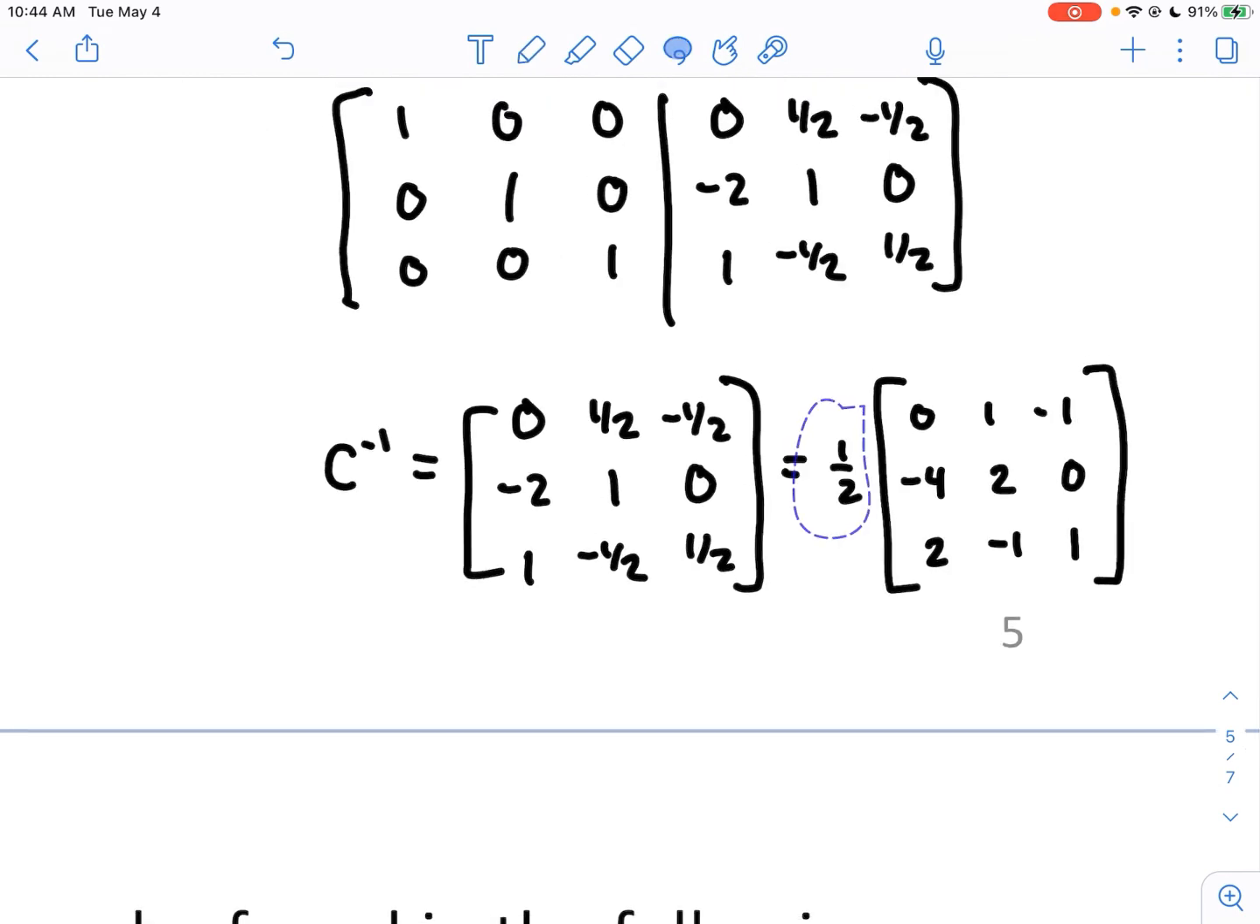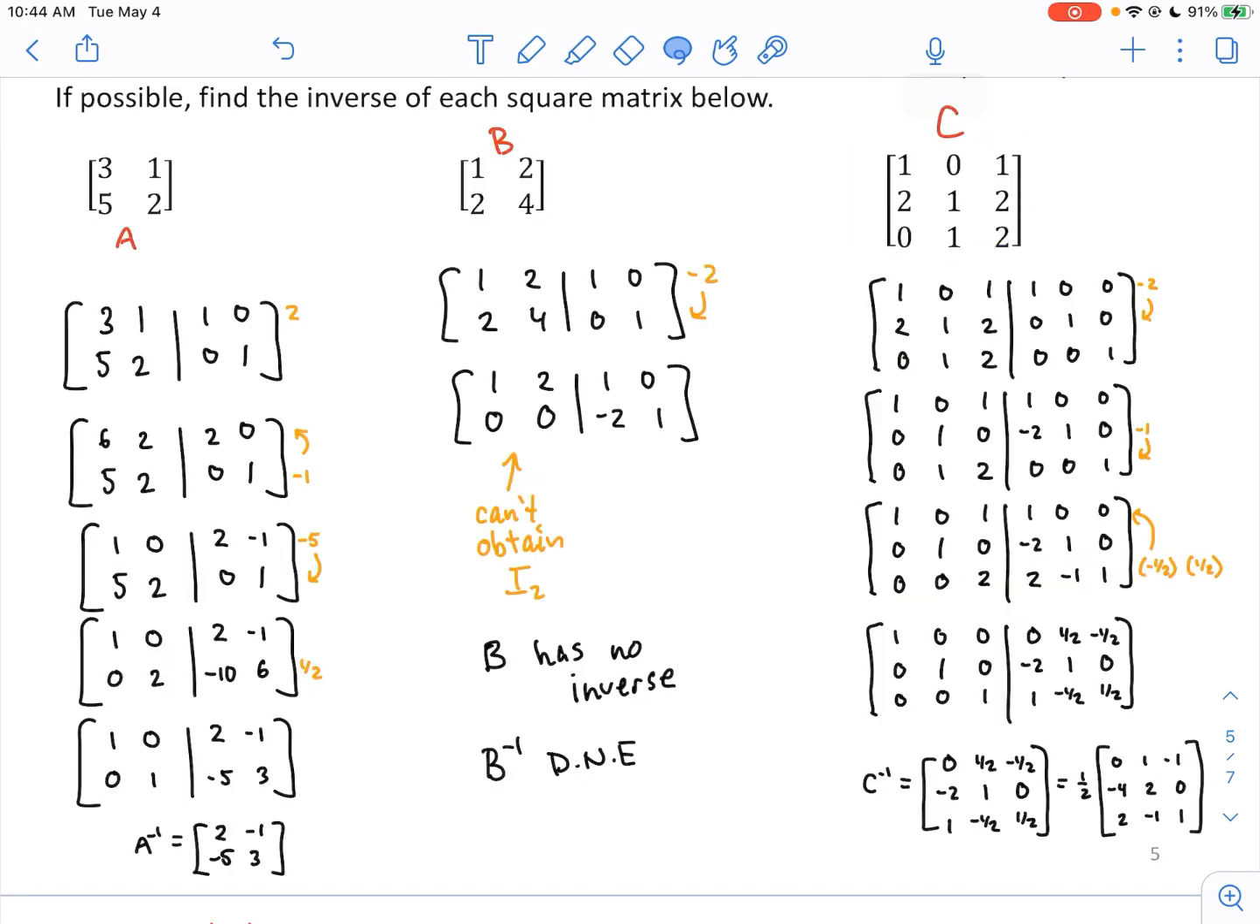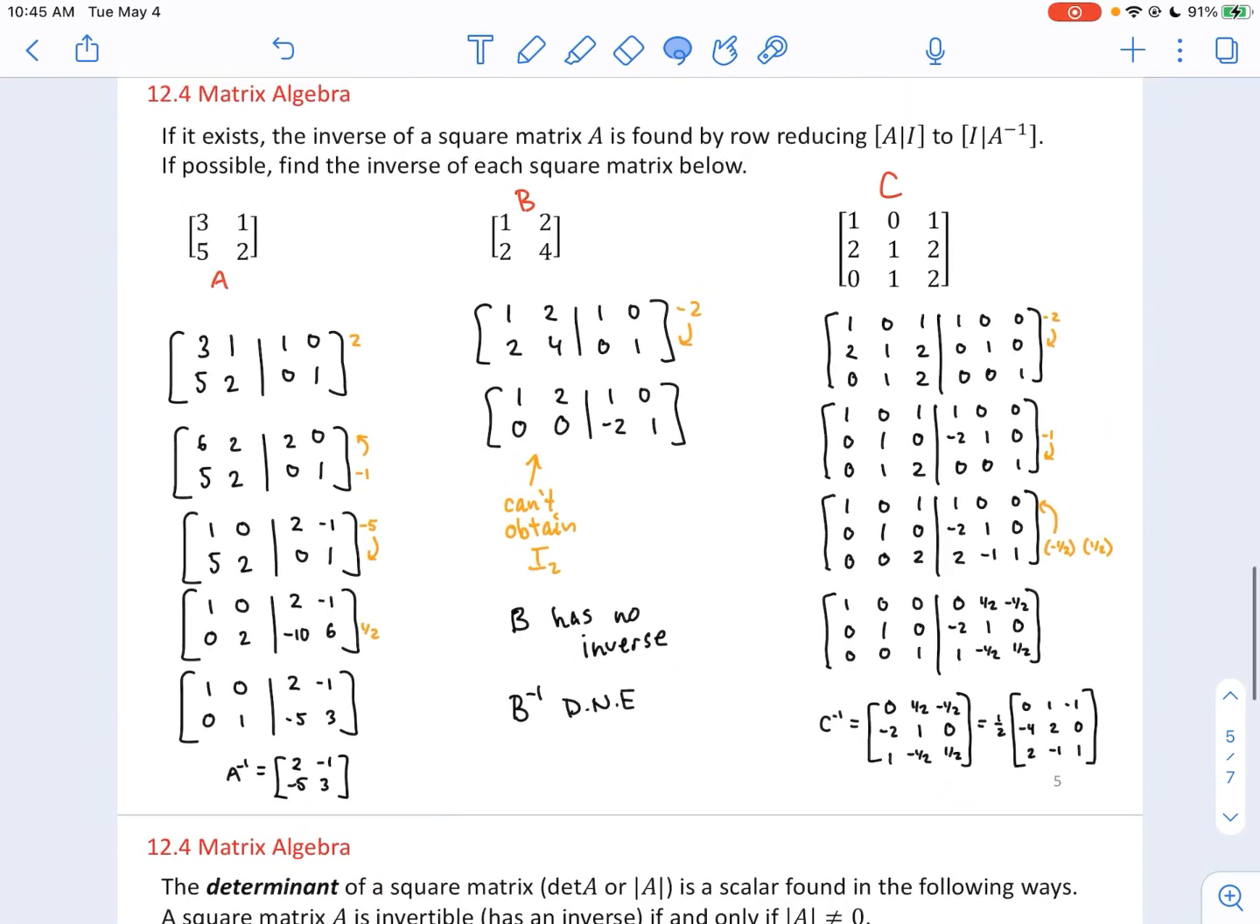This is commonly done when there's fractions involved: factor the fractions out so that you have a matrix next to it that has no fractions. If you take the matrix C and multiply it by its inverse, you should get the identity matrix back, and this would be the I3. I'll leave it to you to confirm that.